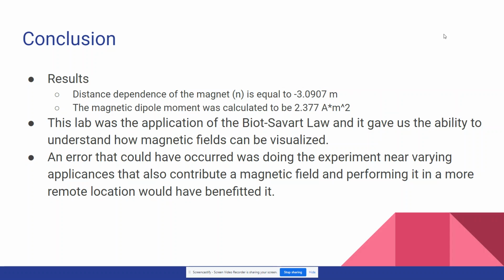In conclusion, the results of this experiment were obtained by using the Biot-Savart law to calculate the distance dependence and the magnetic dipole moment. An error that could have occurred was appliances used near the magnet that produced a magnetic field that would interfere with the readings, and performing it in a more remote location would have benefited it.